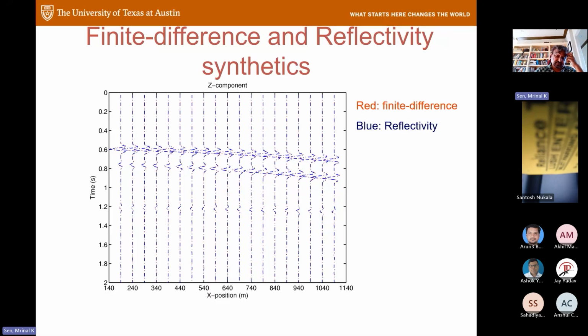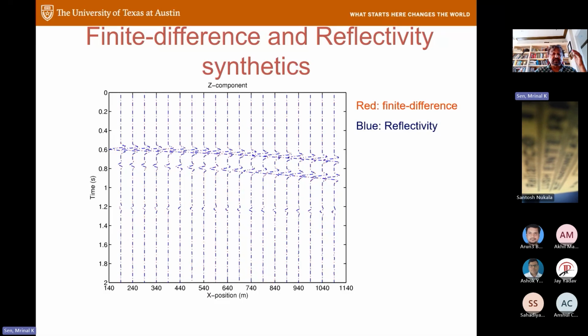So finite difference is a general method. You can compute the wavefields everywhere in the medium. You can basically have any kind of geometry, and the model can be very complicated, barring the fact that you have to be worried about some of the numerical errors.